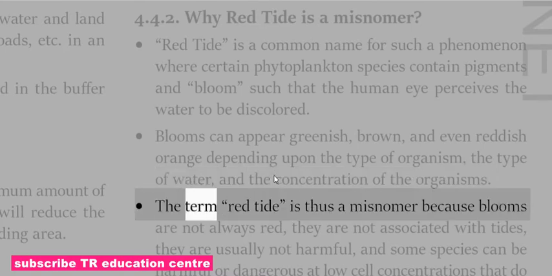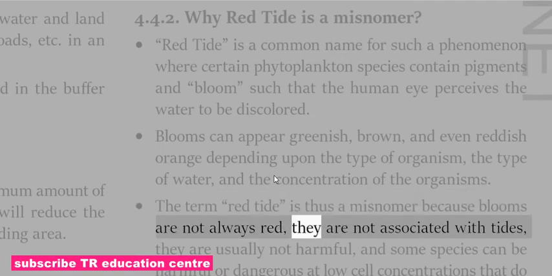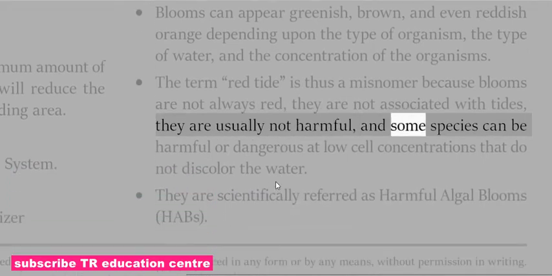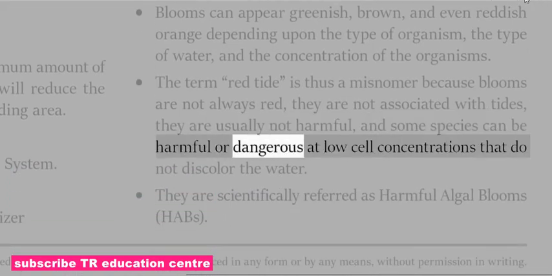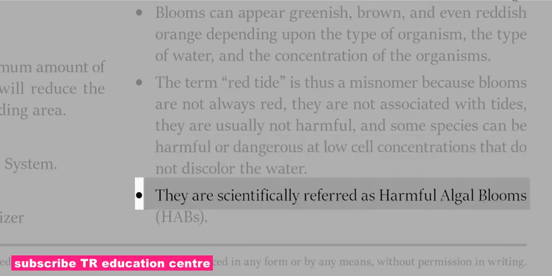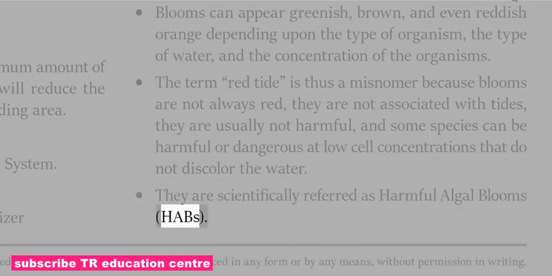The term red tide is thus a misnomer because blooms are not always red. They are not associated with tides, they are usually not harmful, and some species can be harmful or dangerous at low cell concentrations that do not discolor the water. They are scientifically referred to as harmful algal blooms, HABs.